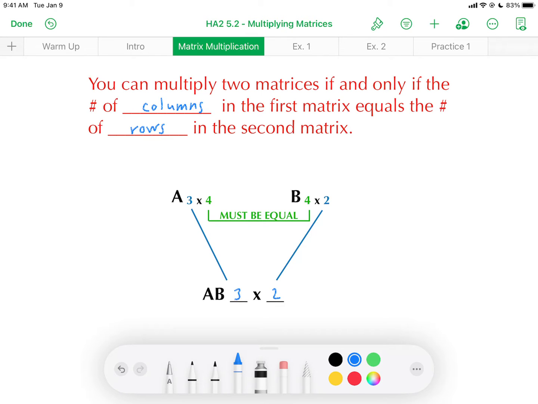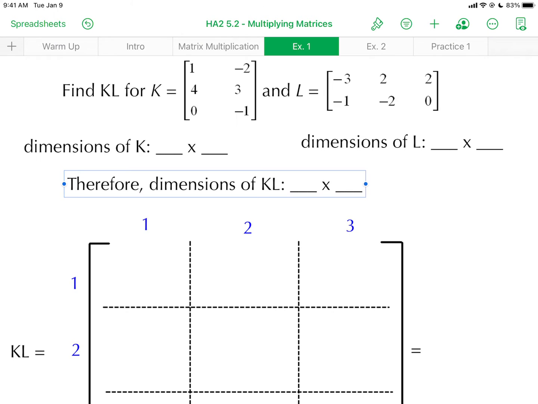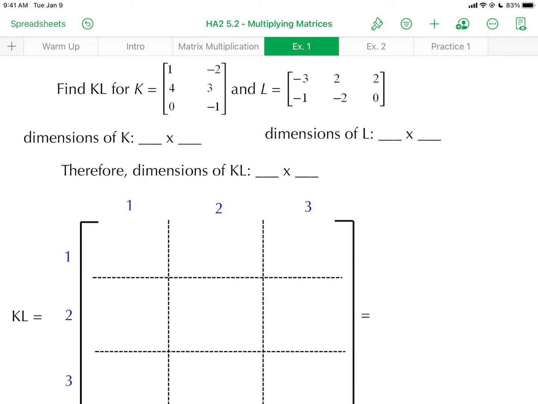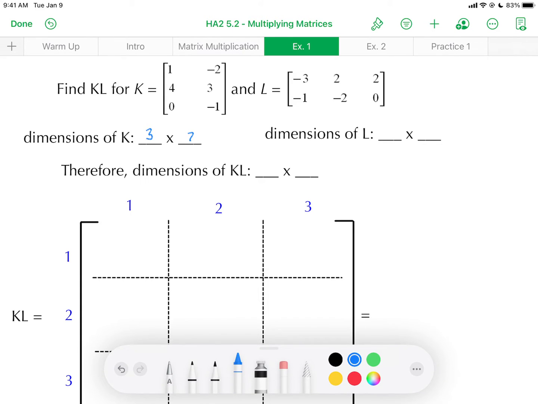I don't know. Okay. So let's see how this works. I want to find the product of K and L for the given matrices here. So what are the dimensions of matrix K? Anybody? I heard 2 by 3 and I heard a 3 by 2. That is a 3 by 2. Remember, rows are horizontal, columns are vertical. You always do rows by columns. Okay? What are the dimensions of matrix L?